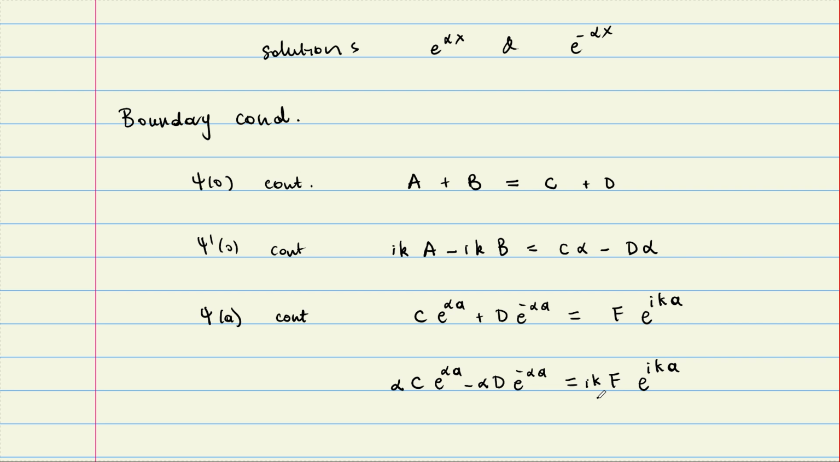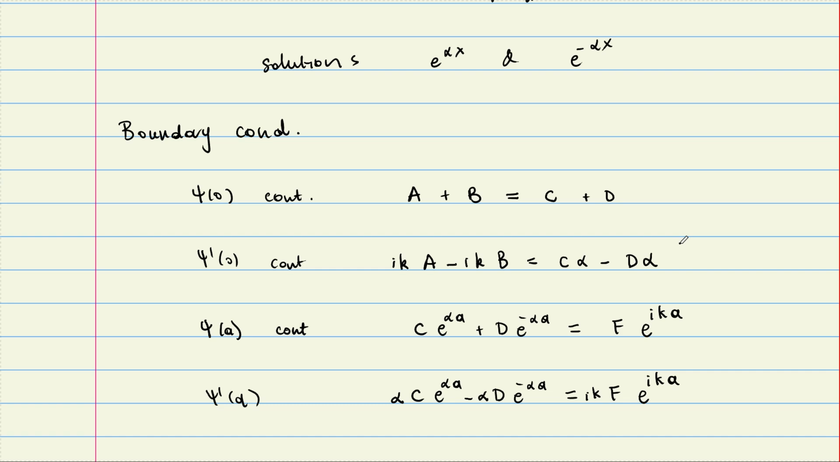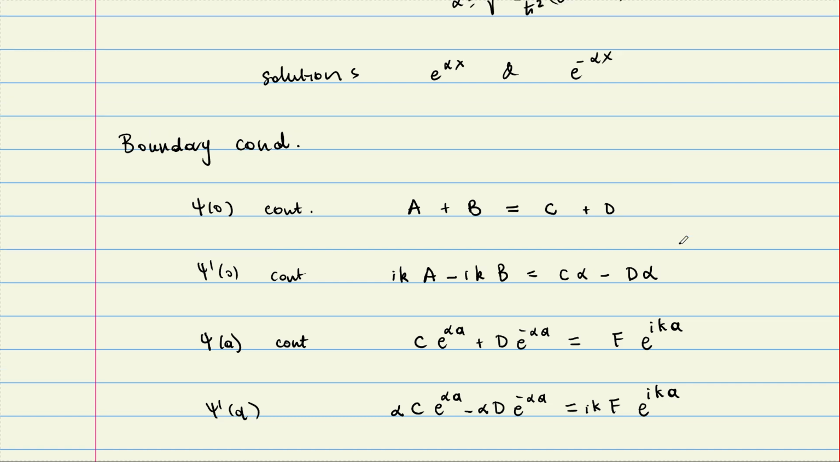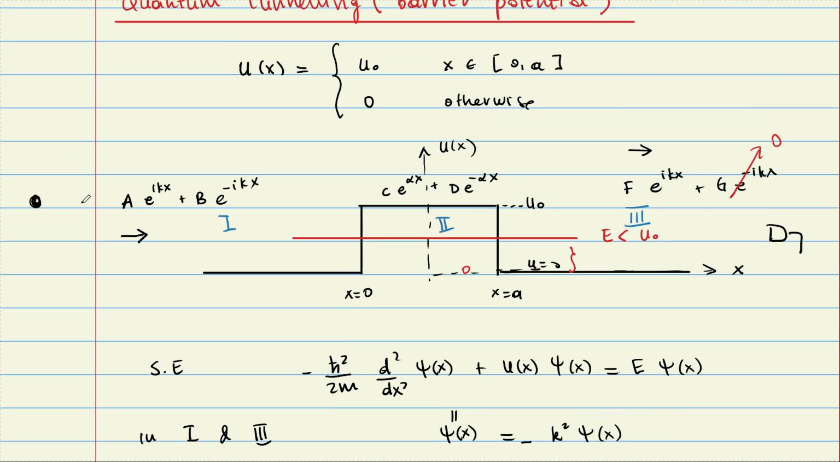When we set G, the e to the negative ika term, to 0, is it because the wave goes from left to right? Yes, that's my setup. Imagine you are sending the wave from here. You are the one who is shooting, and you put the detector here, and there's no other source. For something to go to the left, it either has to reflect from something which doesn't exist, or there might be another source, but we don't consider those things.